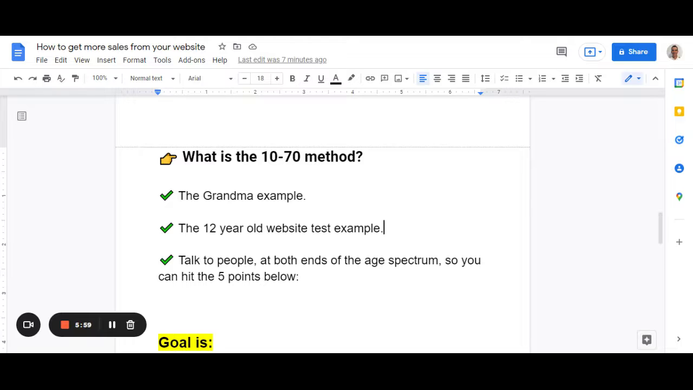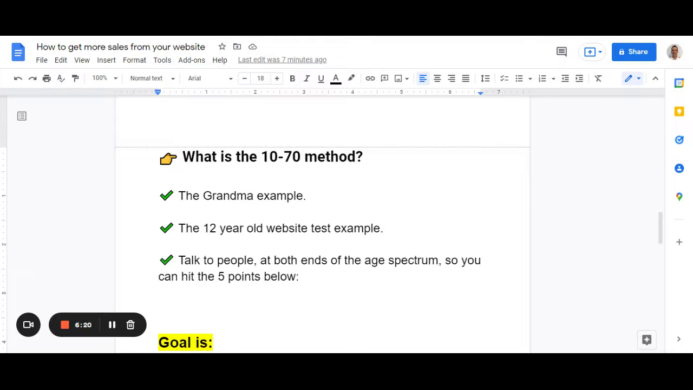It's kind of the same. It's really just surveying people, testing people, asking people to look at your website and then asking them some questions. So the 10-70 refers to find some younger people, find some older people, even find some people in between, really. It doesn't really matter. You just want to find some people who will give you good, honest feedback.